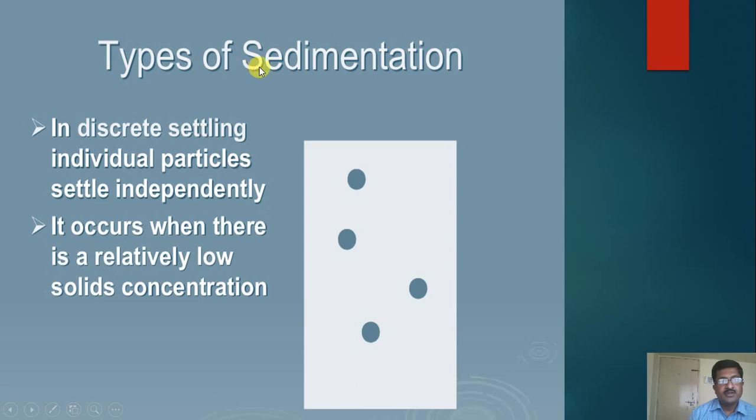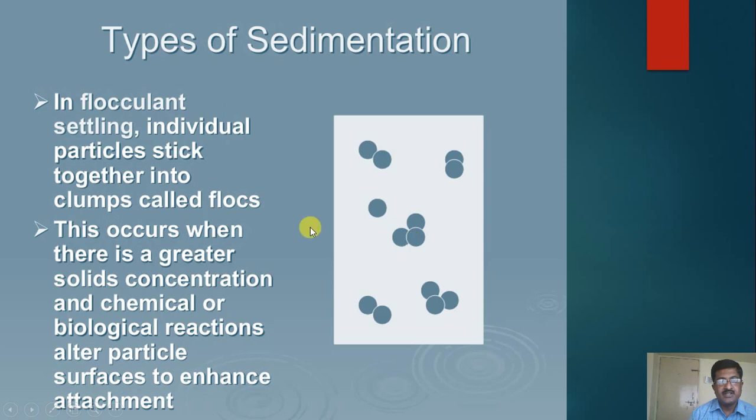Types of sedimentation. In discrete settling, individual particles settle independently. It occurs when there is a relatively low solids concentration. As I told you, the particles present in the sedimentation tank are few and they settle down independently. In flocculent settling, individual particles stick together into clumps called flocs. This occurs when there is a great solid concentration and chemical and biological reactions alter particle surfaces to enhance the attachment. So these are the flocs.